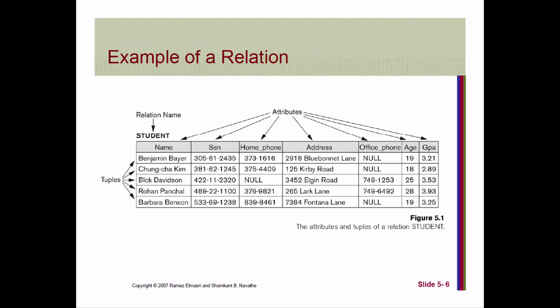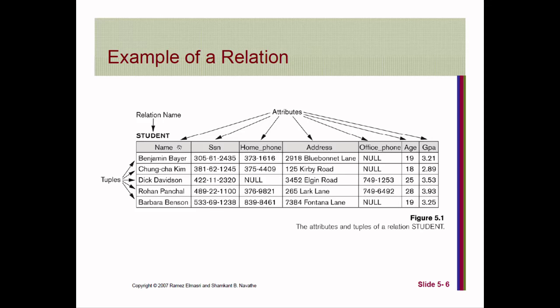So this figure illustrates a relation. You have seen this figure before. So the name of the relation is STUDENT. Usually the relation name is in bold all caps. And these are the columns in the relation STUDENT. And each column has a header. So the columns are the attributes of the relation. Each column is an attribute of the relation, and each column will have a header.